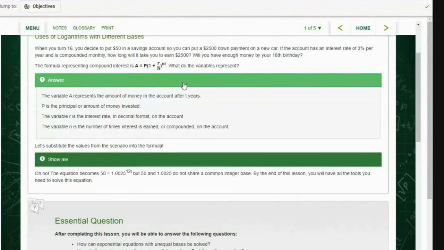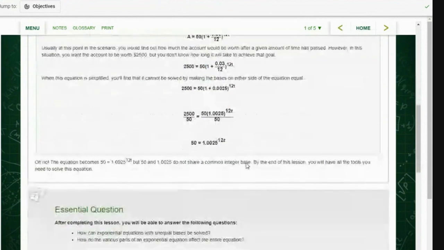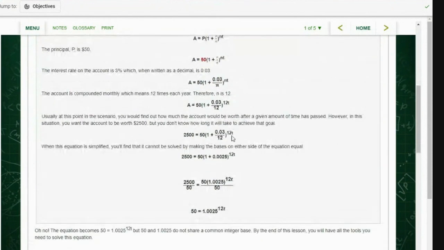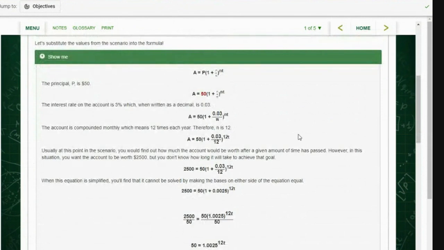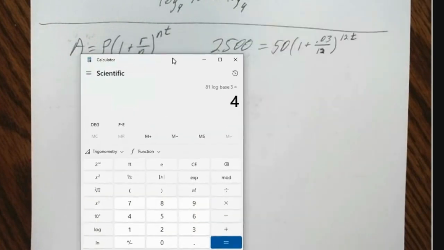This is talking about what all those variables are: principal, interest rate, number of times interest earned. And if we substitute it in there, we get, oh, well, they went in and did some solving. Okay, we can do that. So they simplified this further. So we can simplify it further by just doing the math.